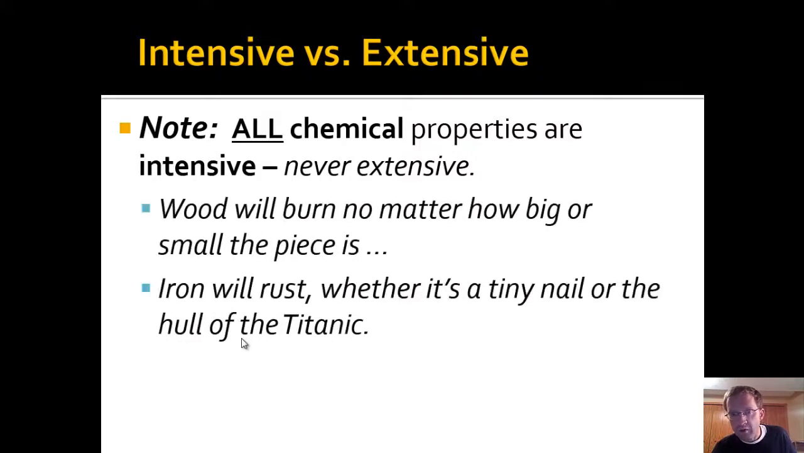So for example, wood. Wood will burn no matter how big the piece of wood is. It could be a toothpick, could be a whole tree, it'll burn if it's dry. Iron will rust. It doesn't matter if it's a tiny little nail of iron or if it's the hull of the Titanic, which I think is iron. I should look that up. But it's going to rust no matter how big or small the piece of iron might be. And so all those chemical properties are intensive, never extensive.